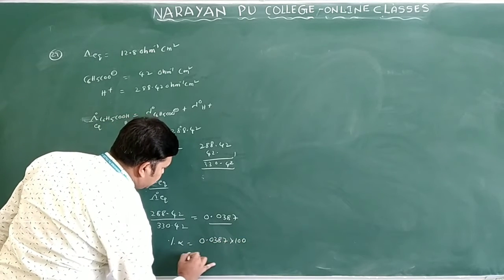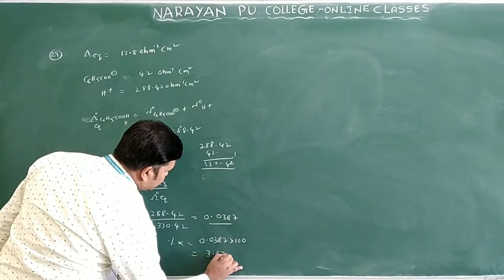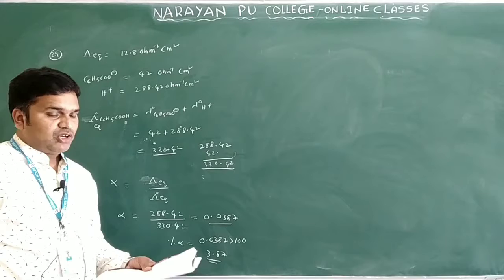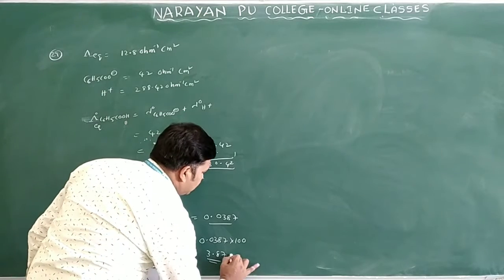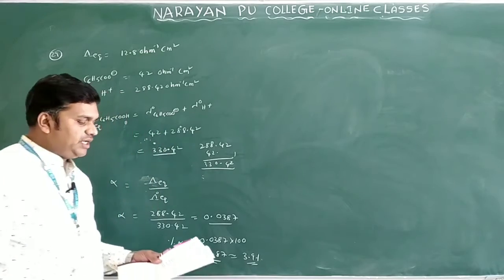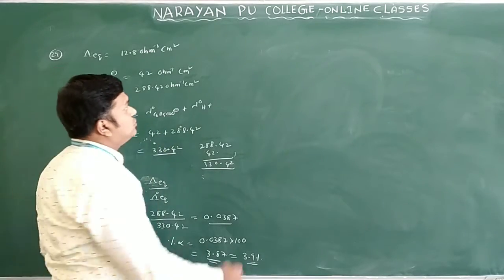Now they are asking percentage of alpha, which is equal to 0.0387 into 100. You will get how much? 3.87. See the options, approximately they get 3.9. I will write this one, 3.9%. So you will take option 2 for this question.